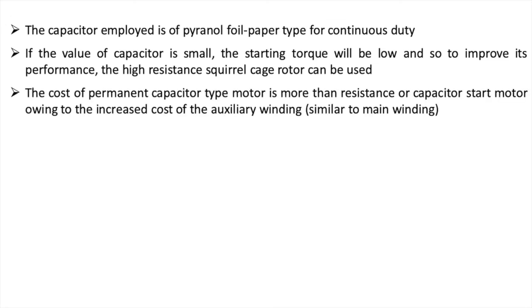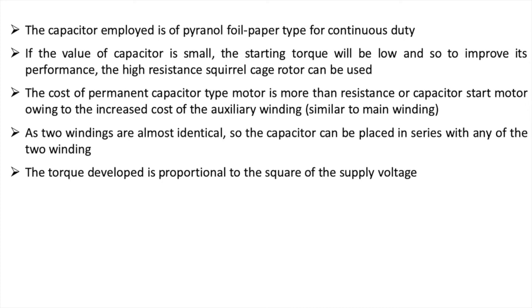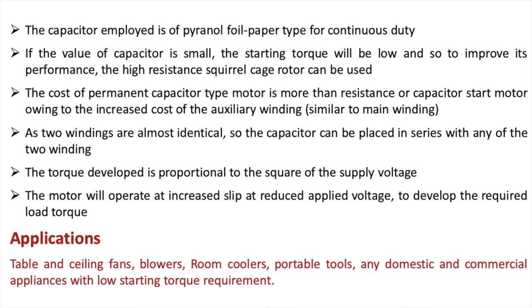The cost of the permanent capacitor type motor is more than the resistance capacitor start motor owing to the increased cost of the auxiliary winding, similar to the main winding. The two windings are almost identical, so the capacitor can be placed in series with either of the two windings. The torque developed is proportional to the square of the supply voltage. The motor will operate at increased slip at reduced applied voltage to develop the required load torque, and its applications are in table and ceiling fans, blowers, room coolers, portable tools. Any domestic or commercial appliances with low starting torque requirement can use the capacitor run motor.